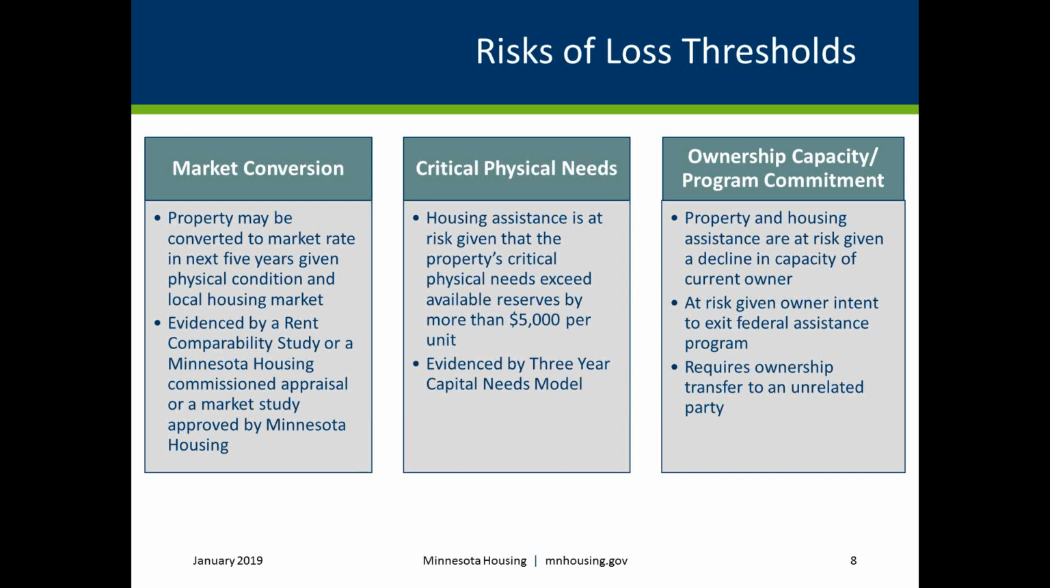Diminished owner capacity is evidenced by documentation of foreclosure action, ongoing lack of compliance with lenders or terms of federal assistance, bankruptcy, insolvency, unpaid taxes and utilities, and other adverse conditions. Lack of owner program commitment is evidenced by documenting the following. An opt-out notice was submitted to Minnesota Housing prior to the property being under contract or acquired.